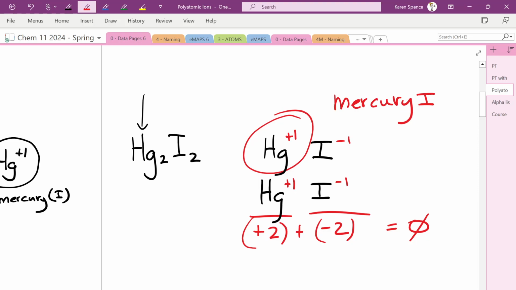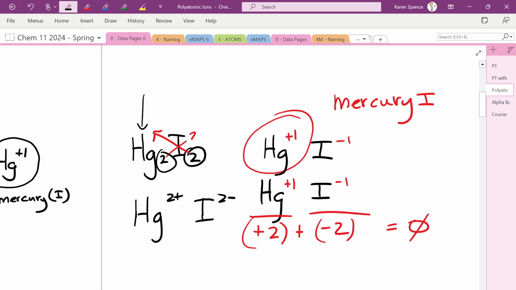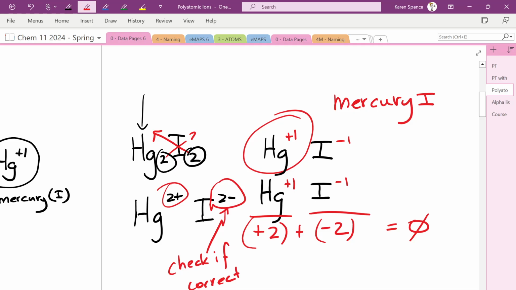Okay, if you prefer the crisscross, you can take the 2 up here and the 2 up here. So you end up with Hg. This 2 goes up here, 2+, and then this 2 goes up here, 2-. Do you remember what you have to do if you crisscross? You have to check and see if this is correct. Because if you didn't check to see if it was correct, you might think it was mercury 2.